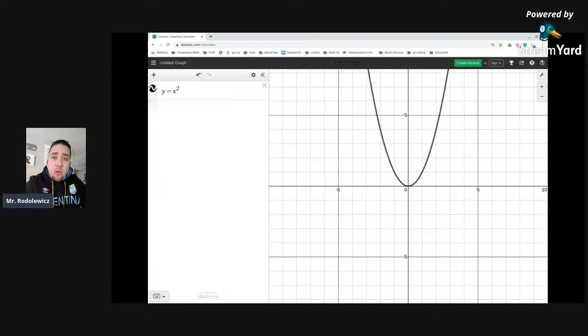So anytime you read a set of directions or you hear the word to translate in mathematics, it does not mean to convert it to Spanish. Terrible joke, sorry. It means to shift, okay?